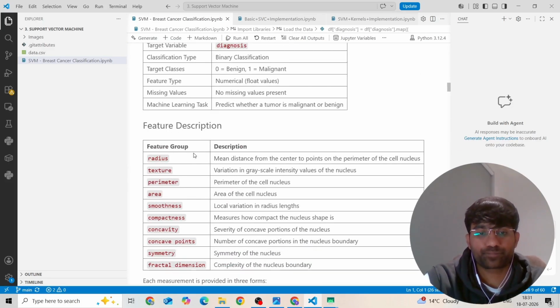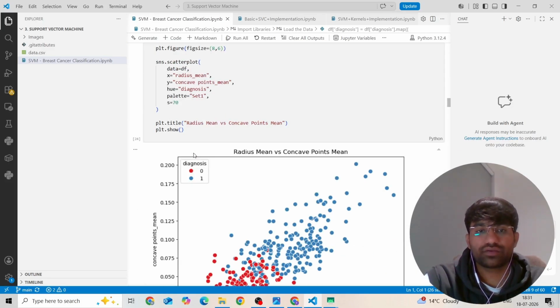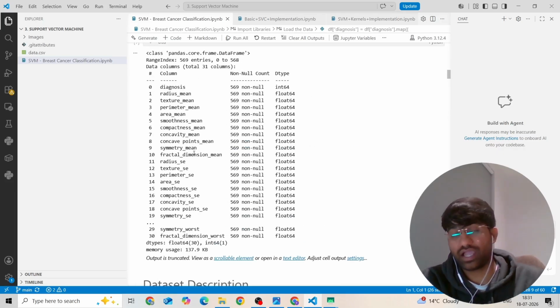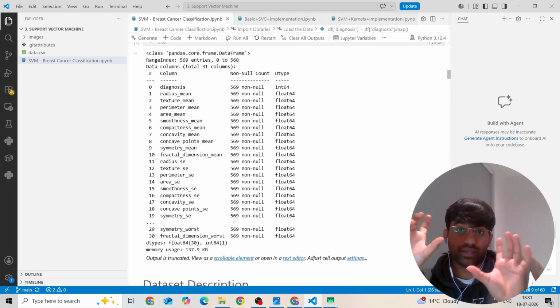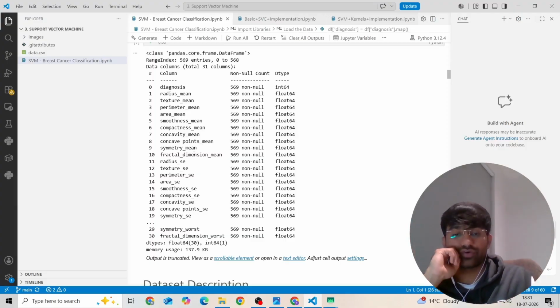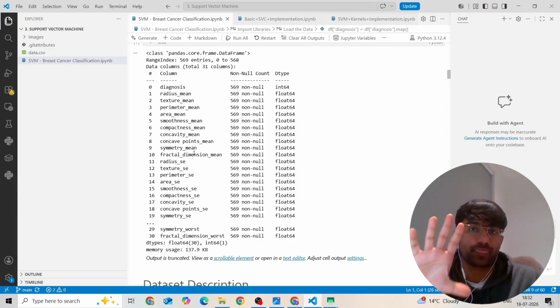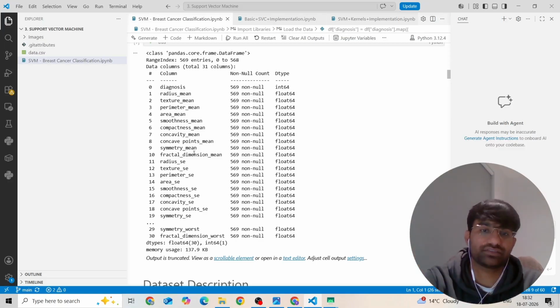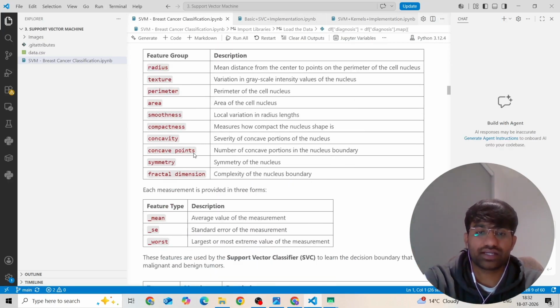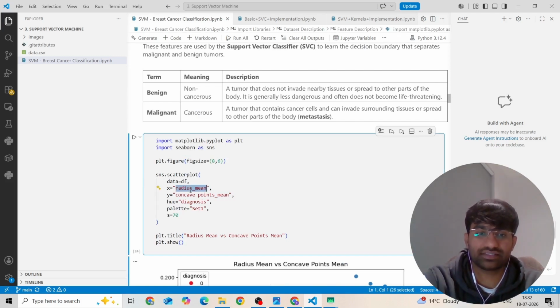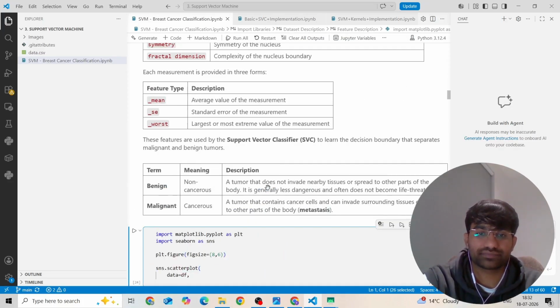values. After converting to numerical values, there are 30 columns. I can't show a 30-dimensional diagram for you. So I have made a 2-dimensional diagram to see how the data is classified. I have used the radius mean column on the x-axis, and the y-axis has concave points mean. This is the y-axis.